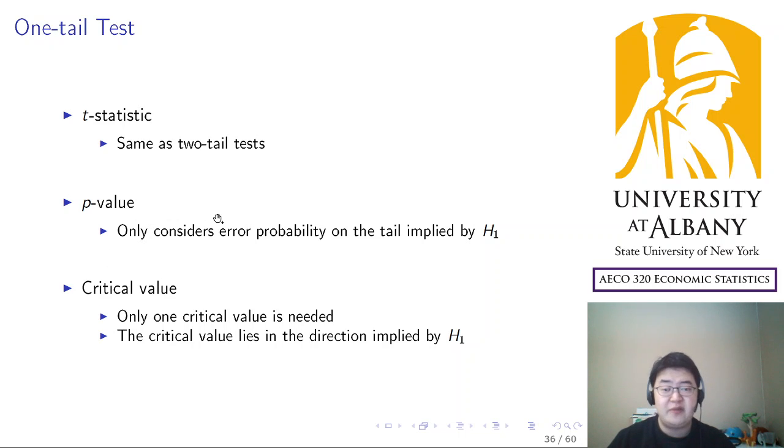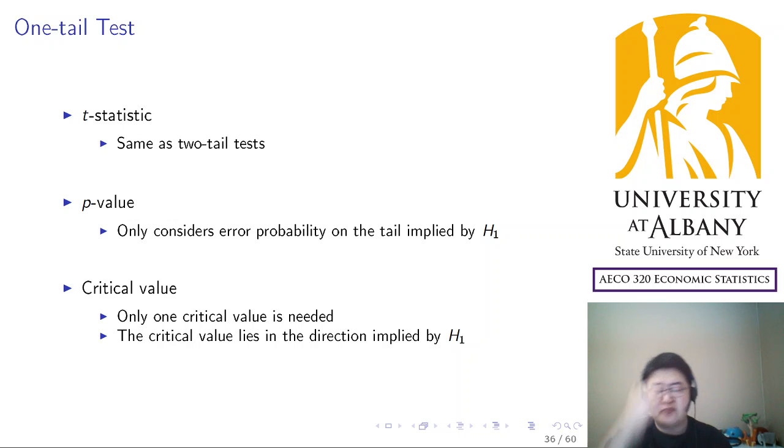When you calculate the p-value in a two-tail test, your p-value was the probability outside of plus minus t statistic, right? Plus minus t. The probability greater than t, smaller than t, right? On two tails. But now, you don't consider two tails. You are looking at only one tail that you are interested in, right? So depending on the direction, the p-value only includes one side, one tail probability. Similarly, the critical value does not need two values.